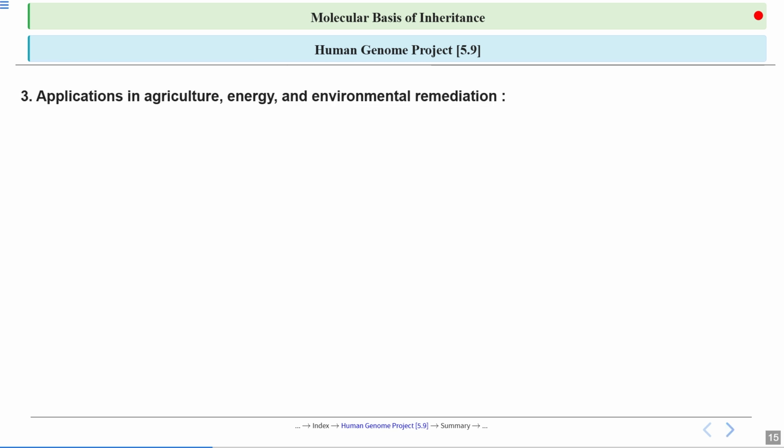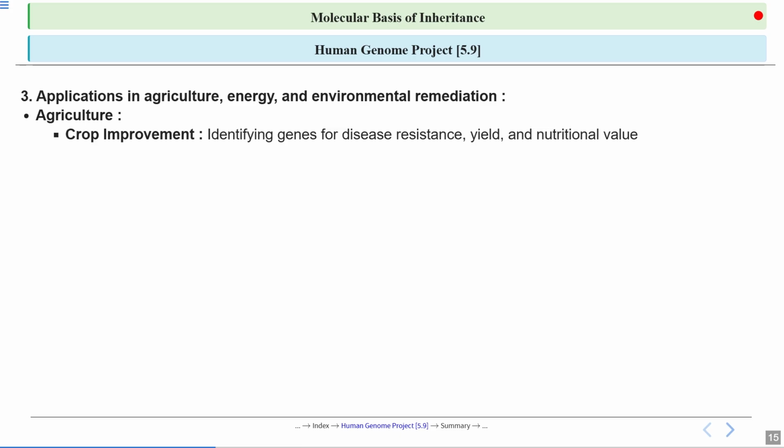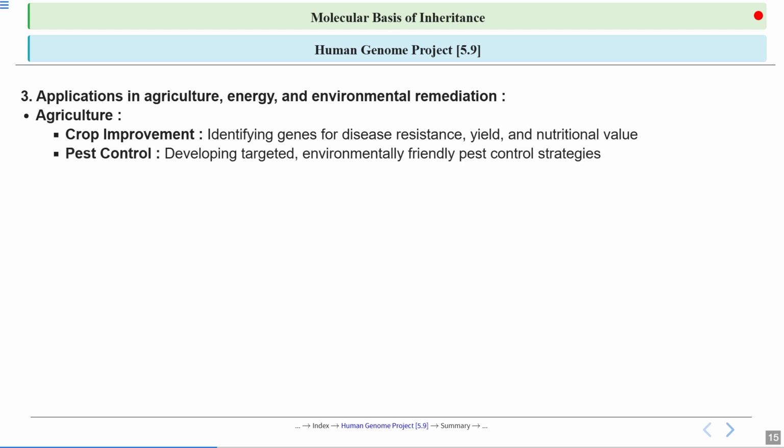Okay. So then comes the application in agriculture, energy, and environmental remediation. These have no direct connection with the Human Genome Project itself. If we talk about agriculture, there is crop improvement: identifying genes for disease resistance, yield, and nutritive value. If we do the same sequencing for plants, we can identify those genes. Then pest control: we can develop targeted, environmentally friendly pest control strategies.